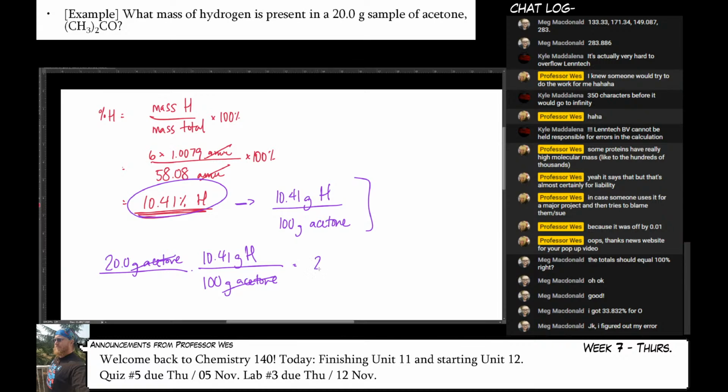And so the answer I get is 2.08 grams of hydrogen. So in a 20-gram sample of acetone, 2 of those grams are hydrogen. And that makes sense because it's supposed to be about 10%, yeah? So there you go.